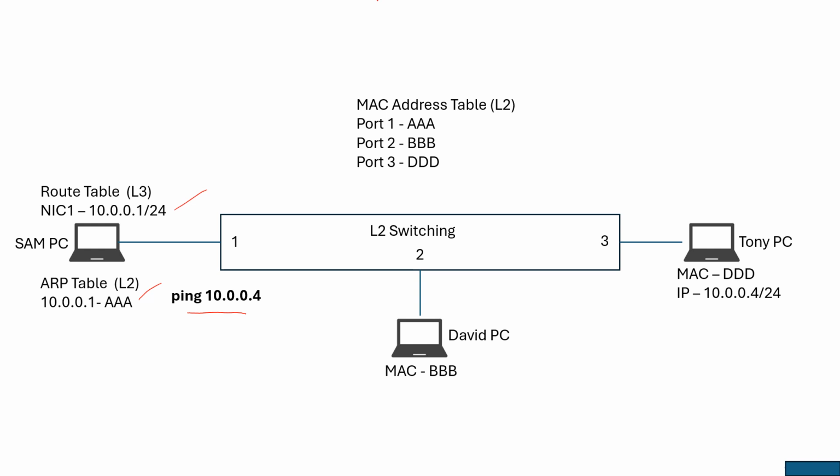In Sam's PC, when I type this command ping 10.0.0.4, what happens over here is this Sam's PC tries to create a frame where it will try to fill the source IP, destination IP, the source MAC, and the destination MAC information. Now, it does not know the destination MAC information of 10.0.0.4. It knows the source IP, which is its own IP. The destination IP is derived from the command which we ping, 10.0.0.4. It knows its own source MAC address also over here.